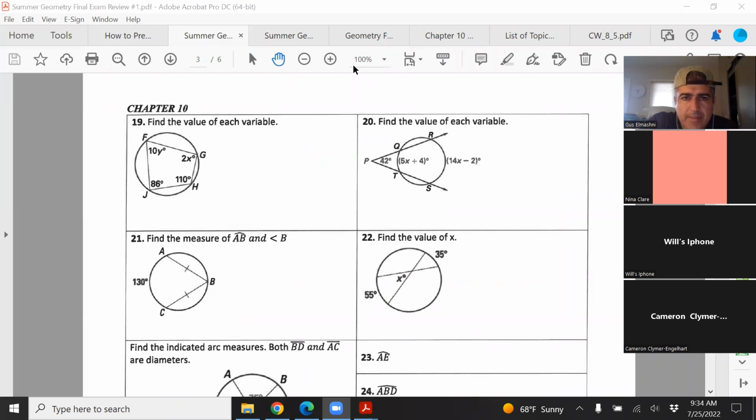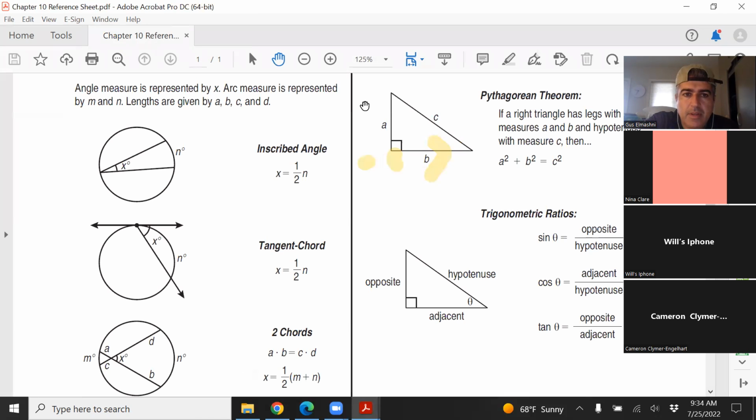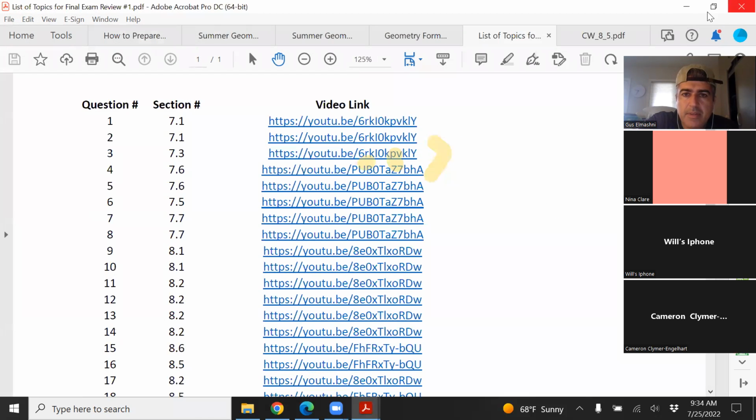Let me get a highlighter out here. You have that, you have that. You have that, right? So that's what we have to focus on. Now, if you're stuck on it, this is where the list of topics will help. Great, let's close that down.